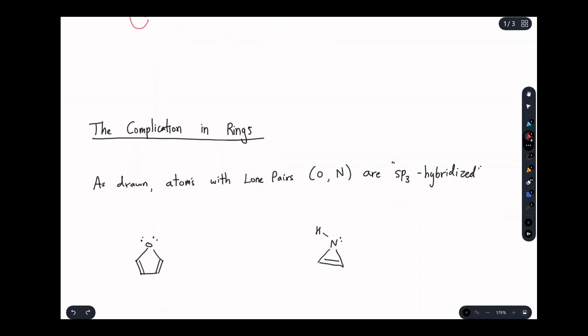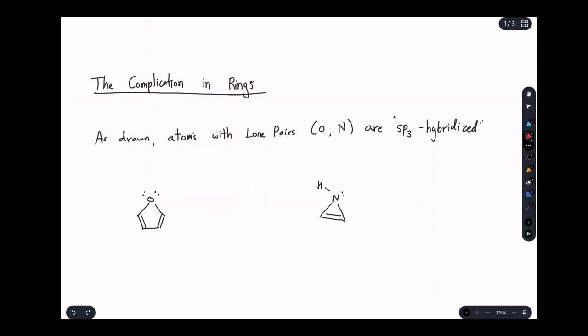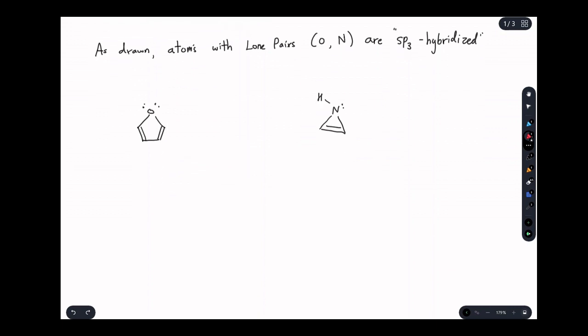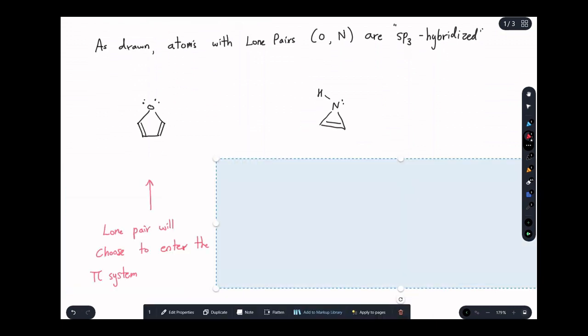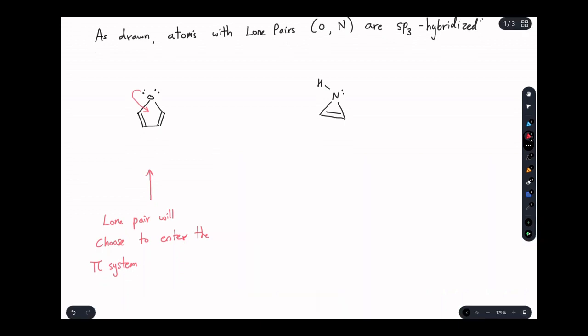The idea is that as they're drawn, atoms with lone pairs, like oxygen and nitrogen, and even a carbon with a negative charge, look like they're sp3 hybridized, according to our typical rules. However, the big distinction is that here, if the oxygen lone pair decides to do resonance, to enter the ring, so to speak, I like to say enter the aromaticity, or chooses to enter, what'll happen is that we'll have an aromatic ring.